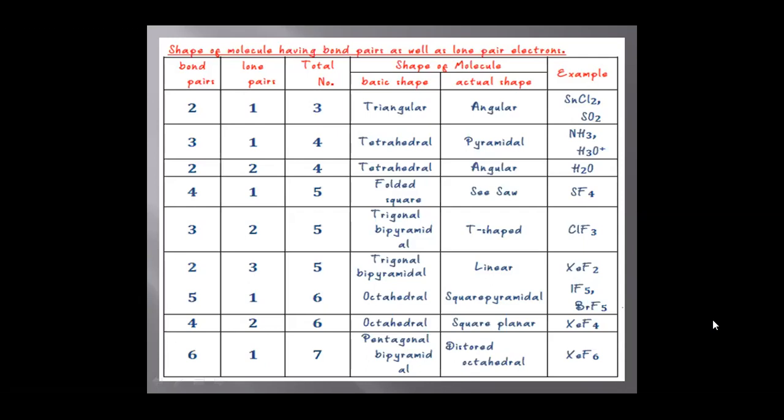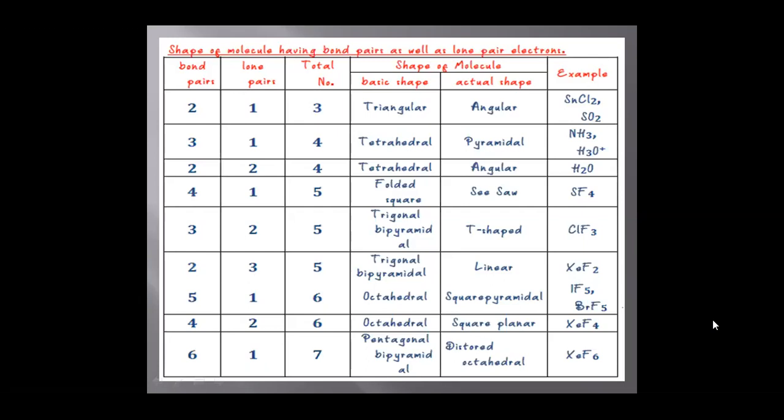If the bond pairs is 4 and lone pair of electrons is 1, the total number is 5. So basic shape is trigonal bipyramidal and actual shape is seesaw. For example, sulfur tetrafluoride. If the bond pair is 3, lone pair of electrons is 2, then the total number is 5. So basic shape is trigonal bipyramidal and actual shape is T-shape.